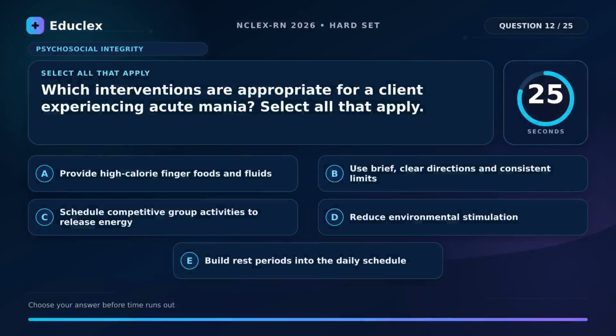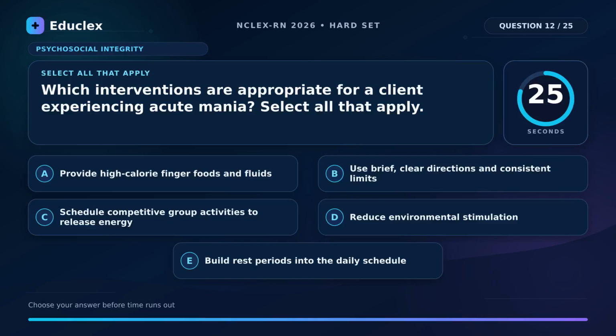Question 12. Which interventions are appropriate for a client experiencing acute mania? Select all that apply. Here are the options. Option A. Provide high-calorie finger foods and fluids. Option B. Use brief, clear directions and consistent limits. Option C. Schedule competitive group activities to release energy. Option D. Reduce environmental stimulation. Option E. Build rest periods into the daily schedule.